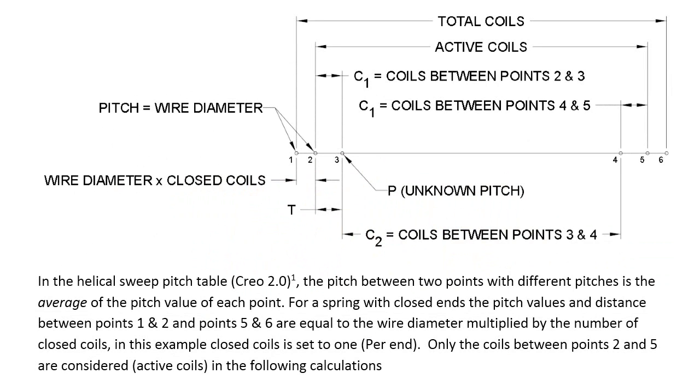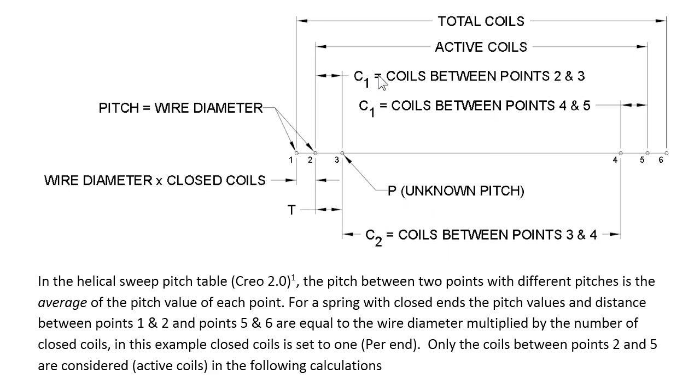So the only thing missing from our calculations is knowing what the pitch is. We've got to find out what the pitch is between points 3 and 4. To do that, we're just going to use what we know about the pitches between points 2 and 3. That's going to be an average pitch because point 2 is a wire diameter and point 3 is an unknown pitch. And we know the distance, and we could calculate the distance between, for the active coils, we know what that distance is. We could do those calculations. We have those numbers. The only thing that we don't have is the pitch.